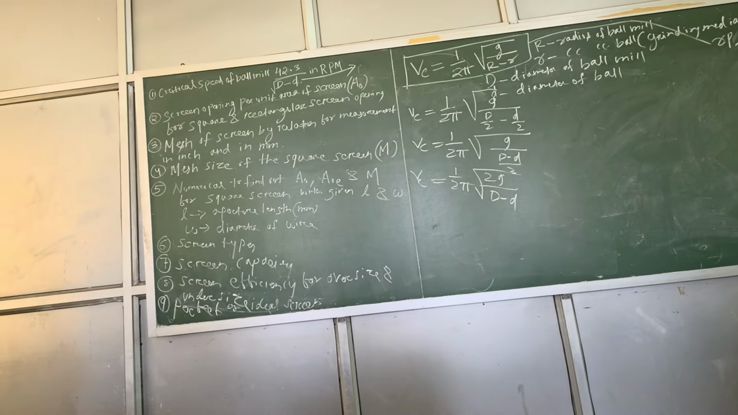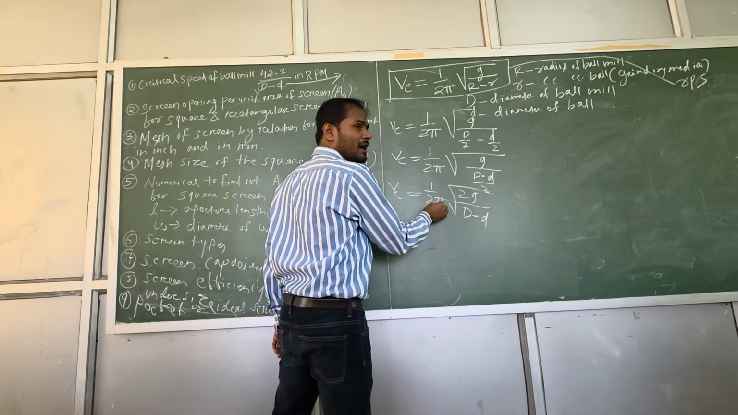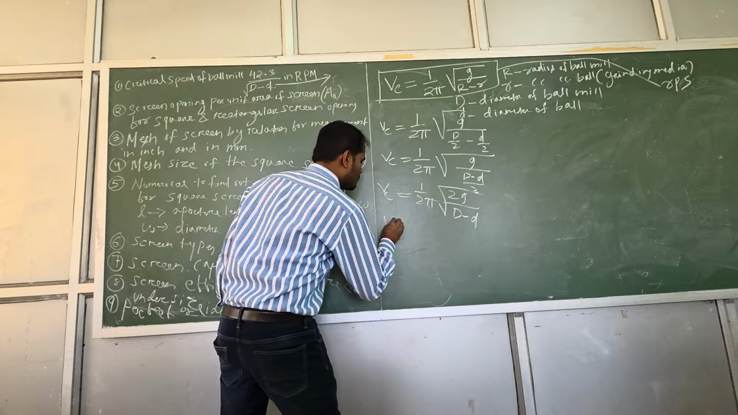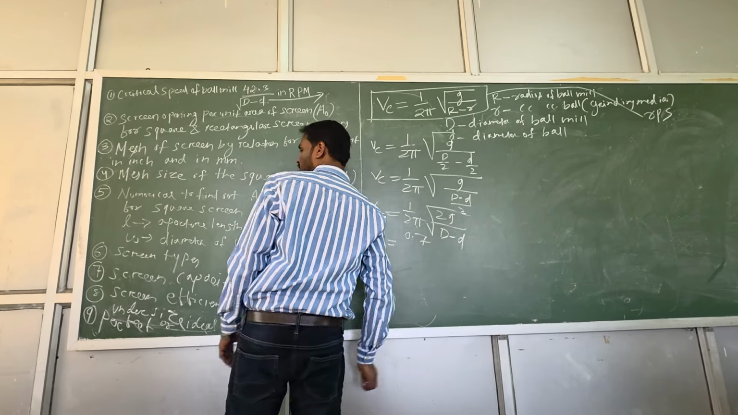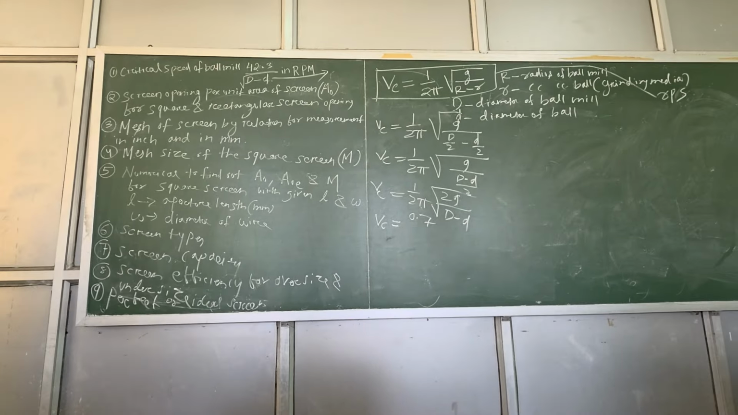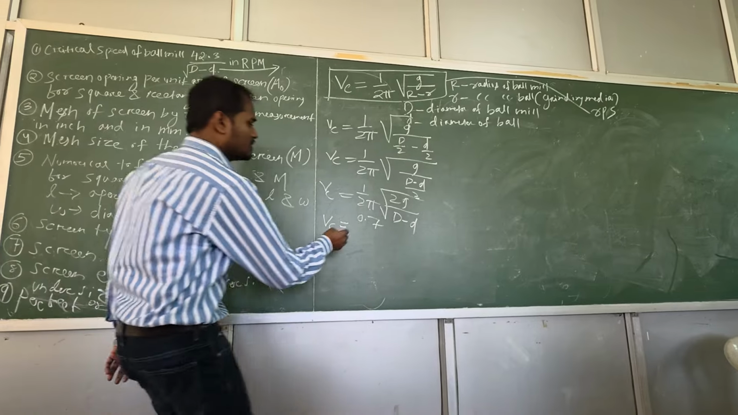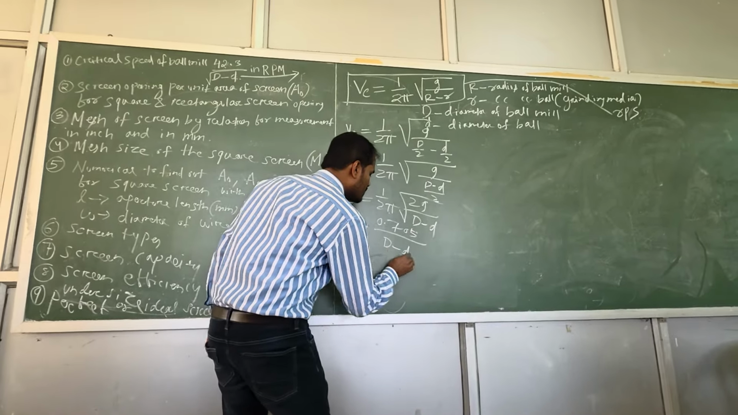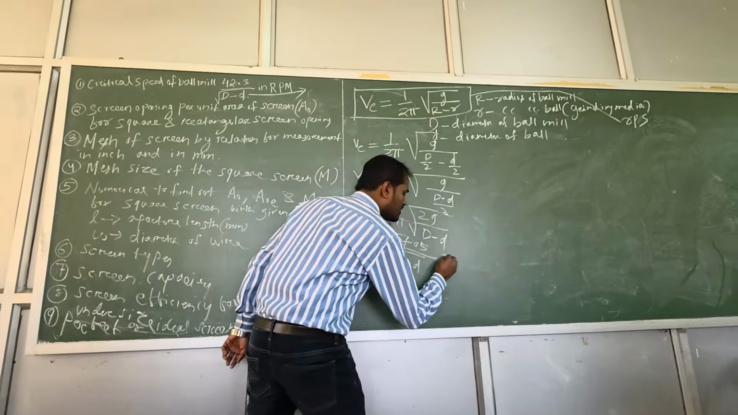This is fine. Then simply put the value of g. We know that it is 9.81 and pi is 3.14. Just put it and get the answer. You will end up with maybe Vc is equal to 0.705 divided by square root of D minus d. So this is the final expression I will get, and this expression is in revolution per second.